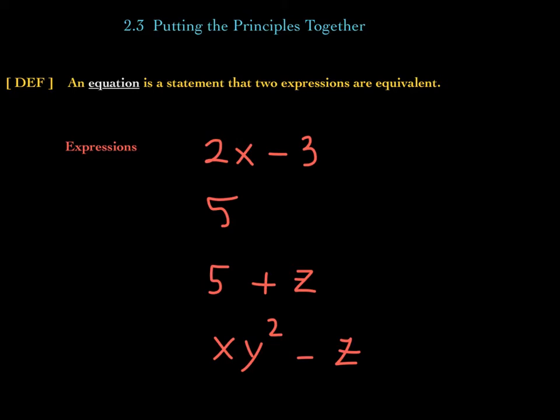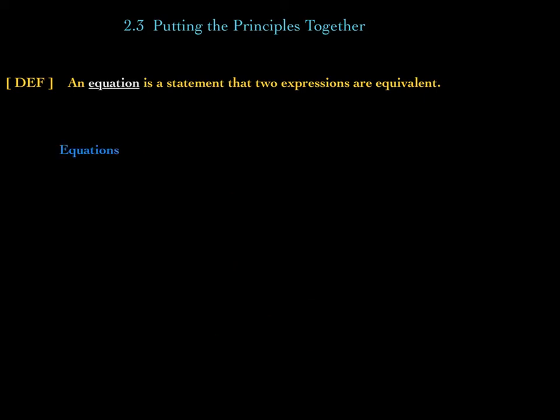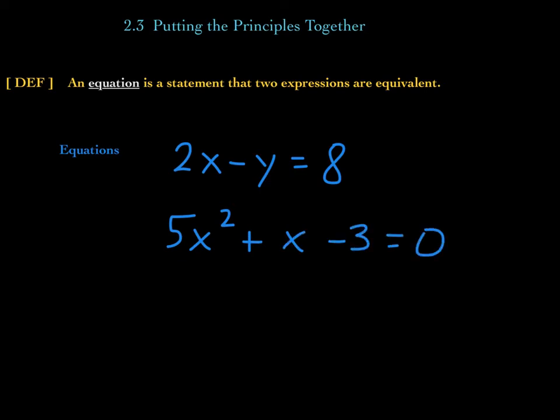They're just expressions. In order for you to have an equation, you would need two expressions, and you would need to show that they are equivalent or equal value. And most of the time in mathematics, we use the equal sign to denote equivalence. Let me show you some examples of an equation now. An equation can be something like 2x minus y is equal to 8. That's an equation in two variables. Let me show you another one, 5x squared, and I'm making these up as I go, plus x minus 3 is equal to 0. That's a quadratic equation in the variable x.